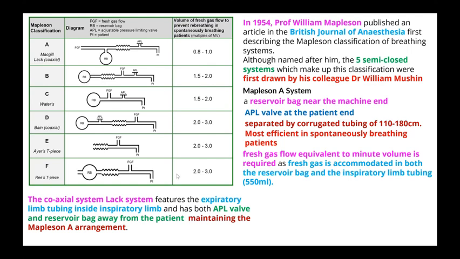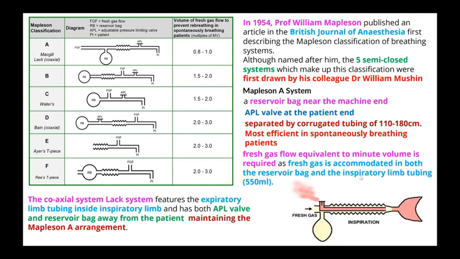You squeeze the bag, you produce an inspiration. You release the opening, it results in expiration. So you can do that alternately by closing the tail and opening the tail. You can produce inspiration and expiration and do controlled ventilation also with this. Okay? So these are the things that happen.